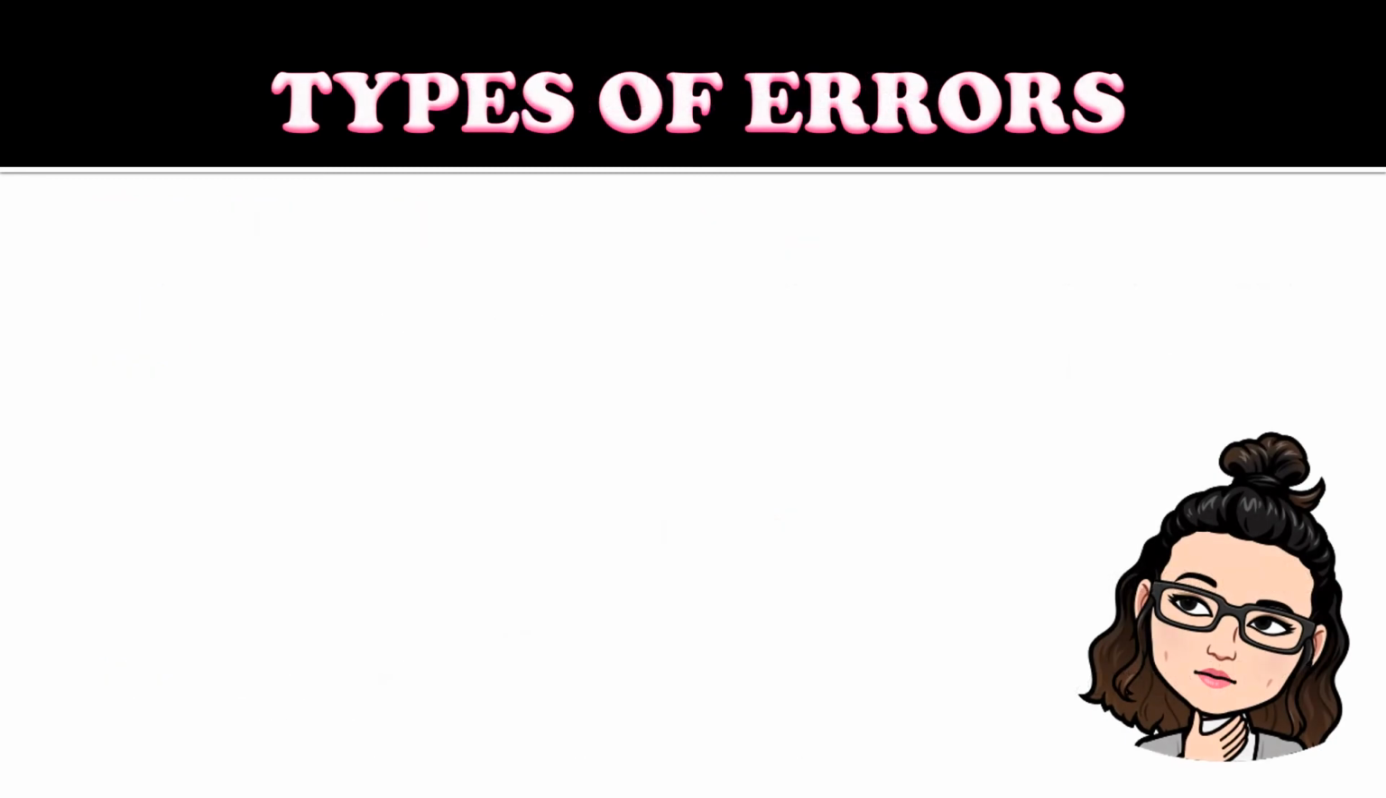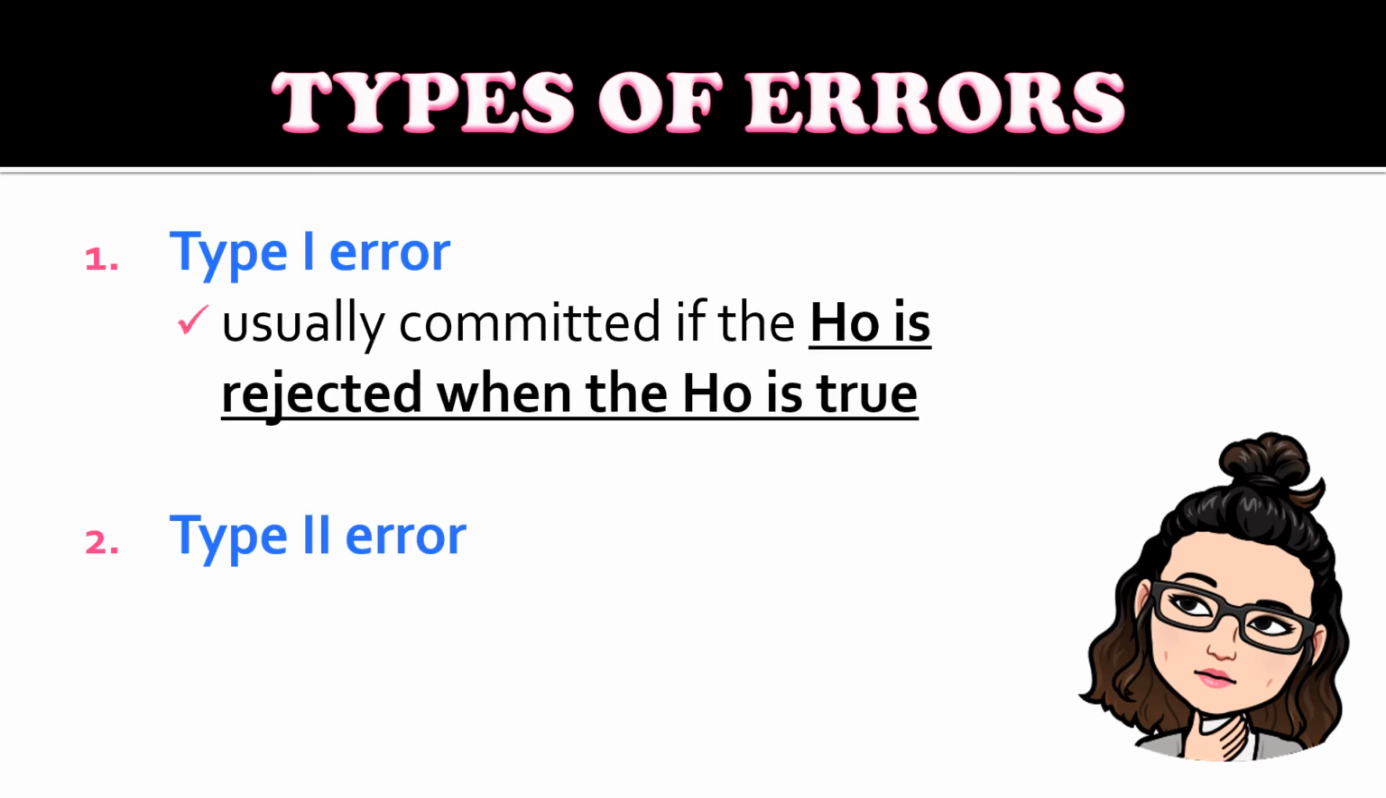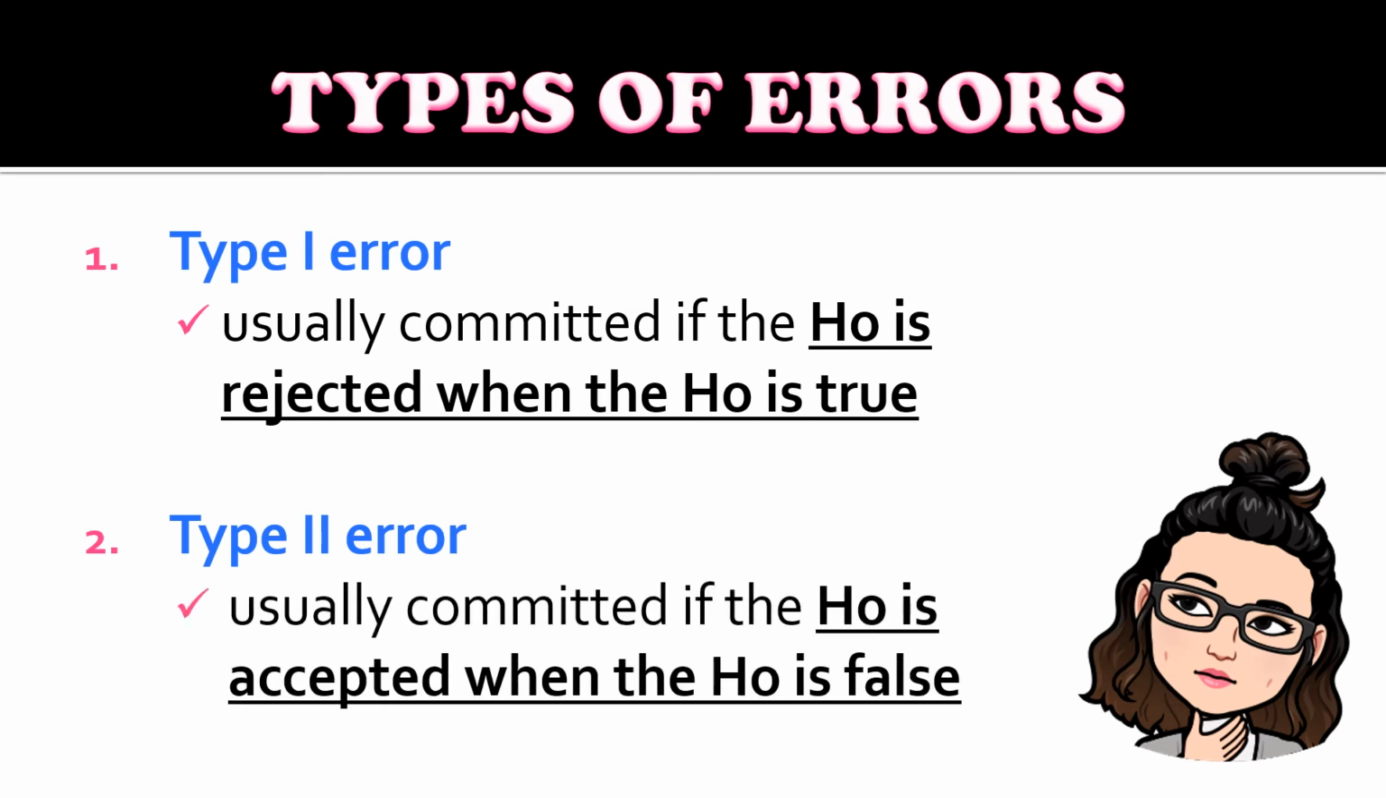Next, we have the types of errors: type 1 error and type 2 error. Type 1 error is usually committed if the null hypothesis is rejected when it is true. And type 2 error is committed if the null hypothesis is accepted when it is false.